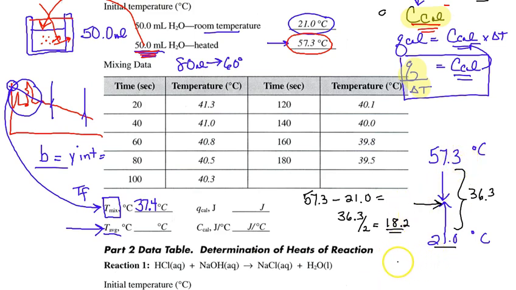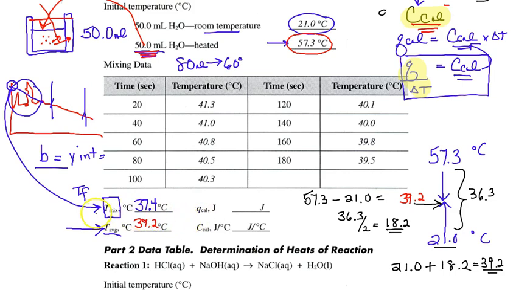Okay, so let's go find that temperature. 21.0 plus 18.2. Okay, so I'm going to add 21, and what you get is 39.2. And if you don't believe me, you can take the 57.3 and subtract 18.2, and you'll get 39.2. So the middle number, and I'll make that in red, is 39.2. That would be T average, 39.2.